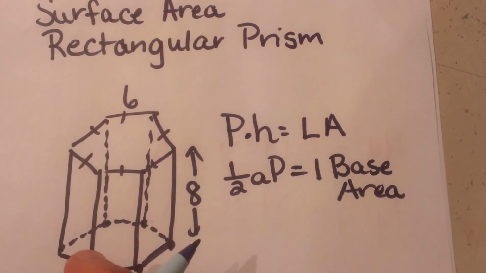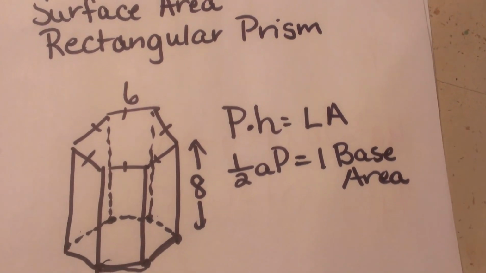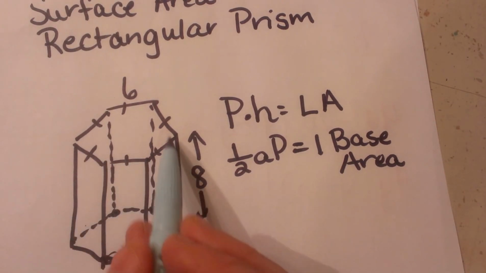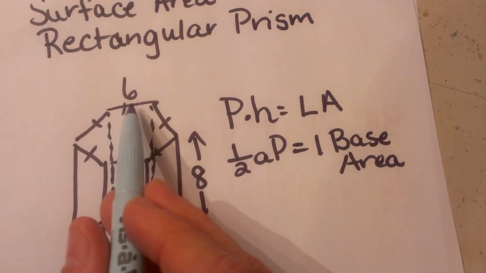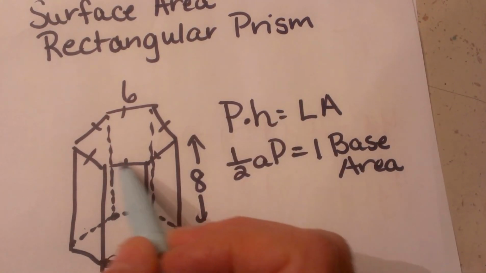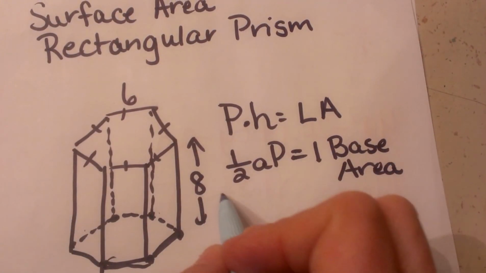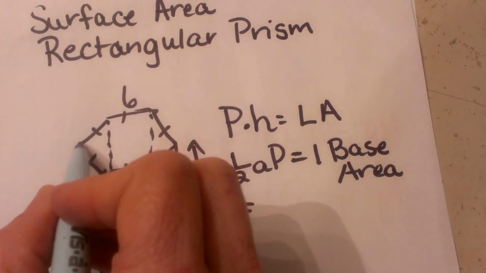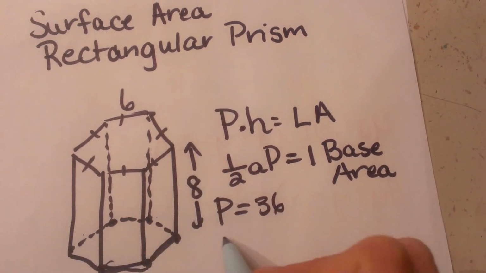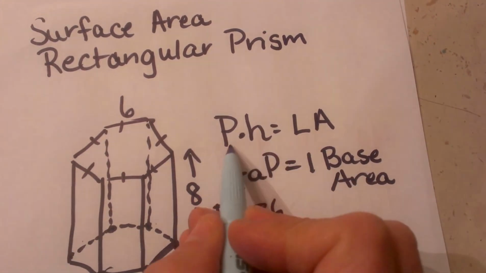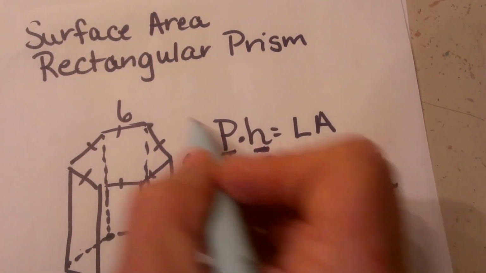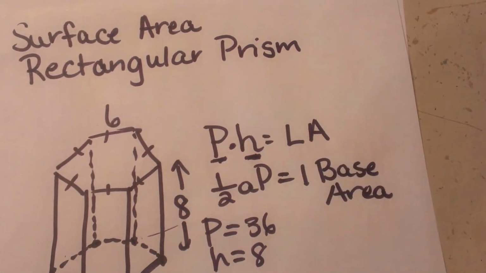So that's the formula I'm going to stick with for this prism. Okay, let's take our prism. We have a hexagon as our base, and the hexagon is 6 on each side, and our height is 8. So let's look at our base and find our perimeter. The perimeter of the base is 6 times 6, or 36, and then the height is 8. So I'm going to plug in 36 for perimeter and 8 for my height, and that's going to give me my lateral area, which is the sides if I open it up.